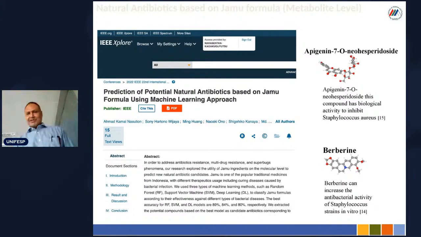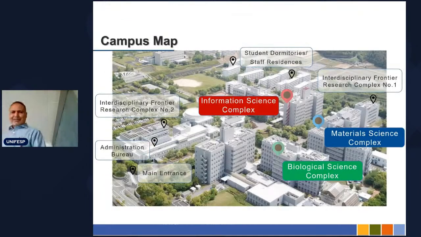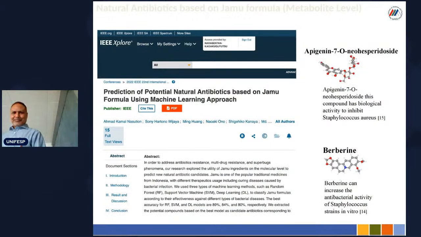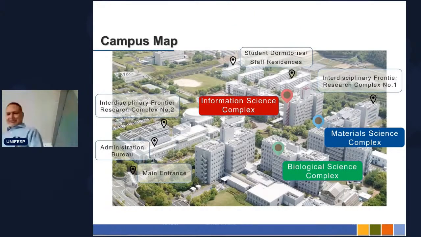Currently I am working on, and I have already finished, the study based on the JAMA formula. Now I am trying to find antibacterial compounds based on traditional Chinese medicine. And this is our campus map. This is almost all about my talk, and this is the campus map of the Nara Institute of Science and Technology.